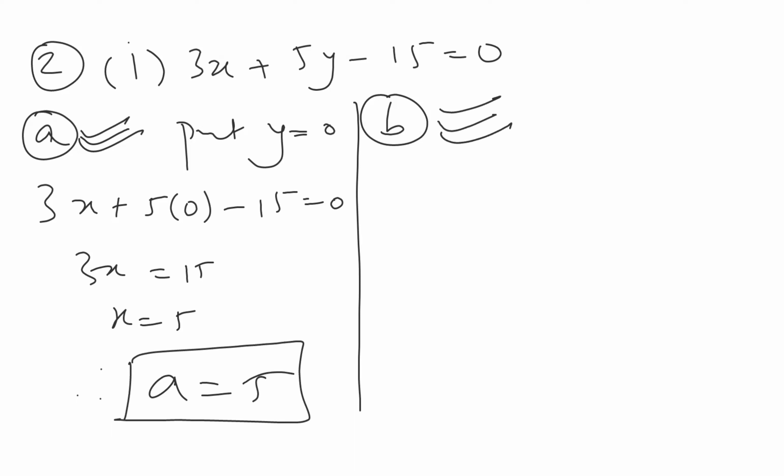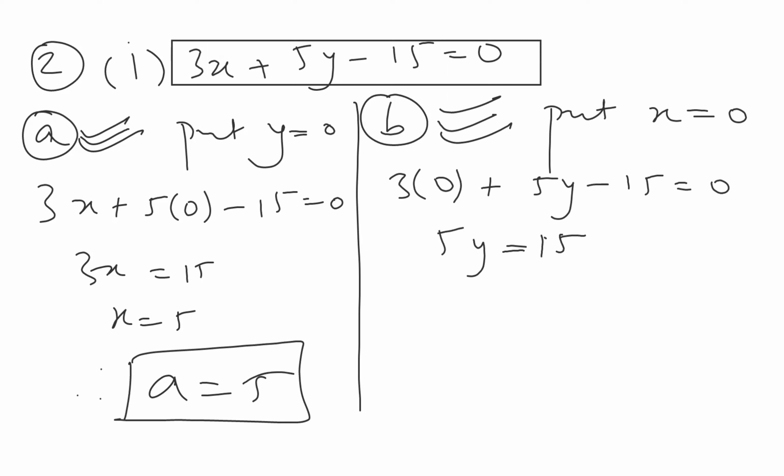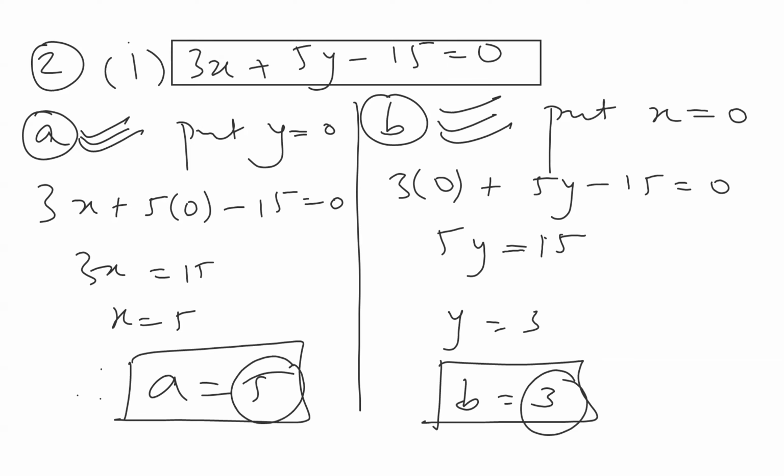We are speaking about the same line. We are discussing the same line over here. To get the y intercept of this line, put x equal to 0. So 3 into 0 plus 5y minus 15 is equal to 0. 5y minus 15 is equal to 0, which implies 5y is equal to 15, y is equal to 3, therefore b is equal to 3.